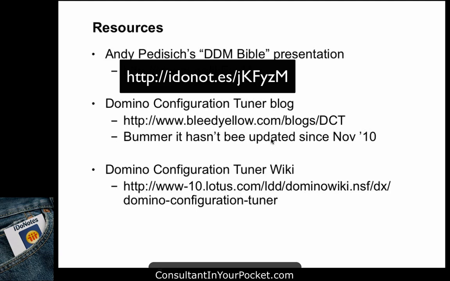I'll put the link in the actual posting for this for the end stuff as well when I get the replay online. But it's about 120 pages of just DDM. It's pretty much like a DDM Bible. The online wikis aren't as good as what we've blended together and then he used for his Jumpstart and put together at the end. It's an amazing document. Like I said, it's 119 slides long. The Configuration Tuner blog is out there. Unfortunately, they are not updating it constantly. Since 2010 in November is the last update that they had.